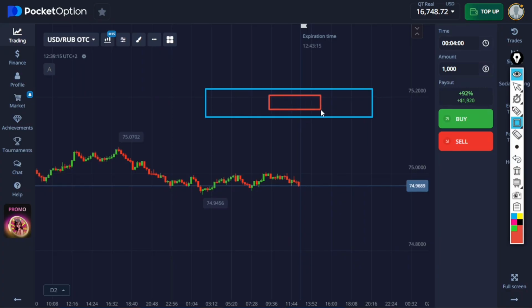So here we have a body, an upper wick, and a lower wick. Now, this right here is a great example of a bearish rejection candle. And once again, the color of a bearish rejection candle can be red or green.